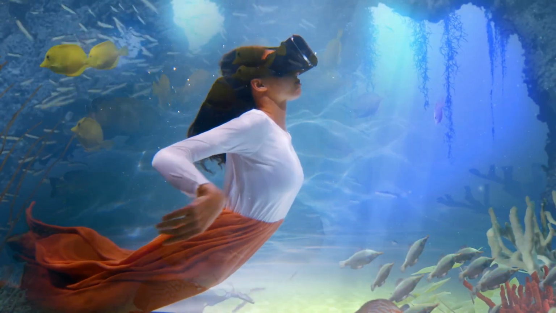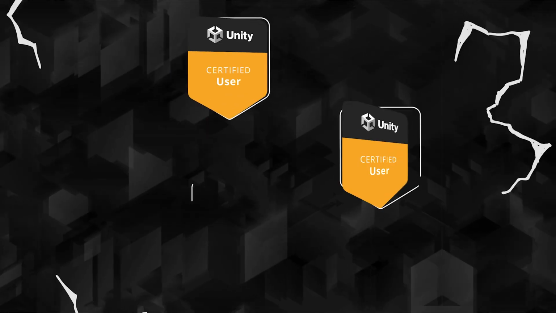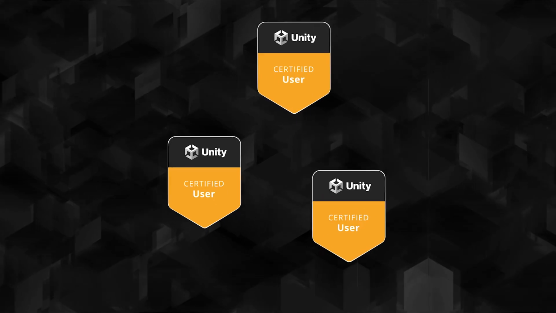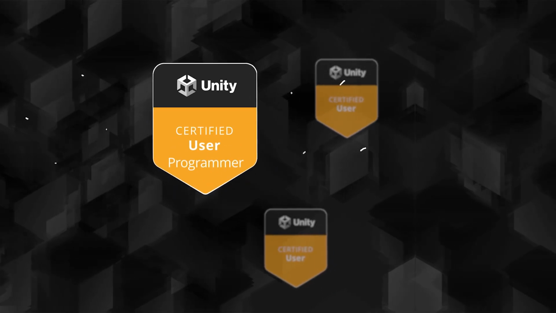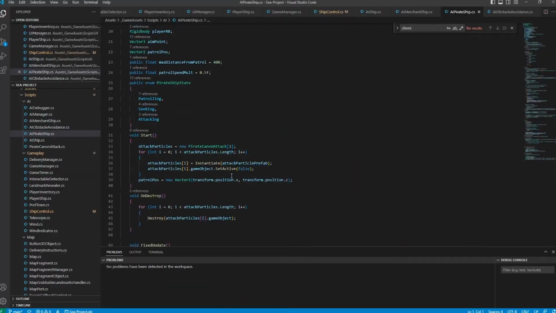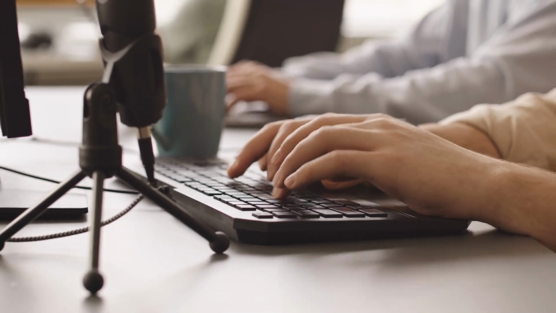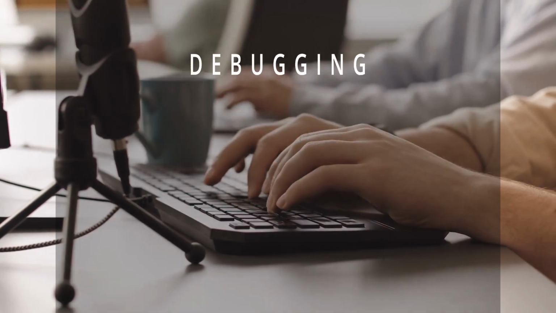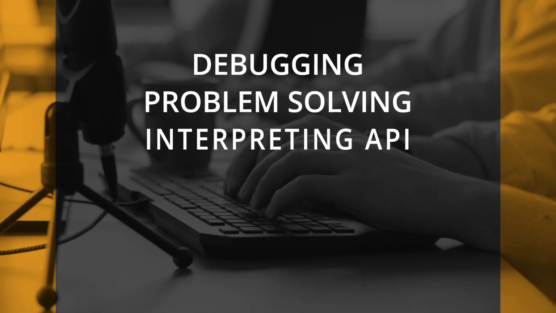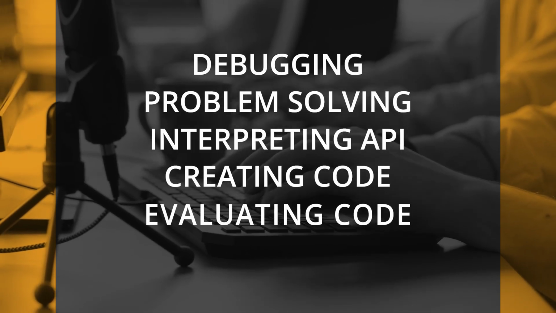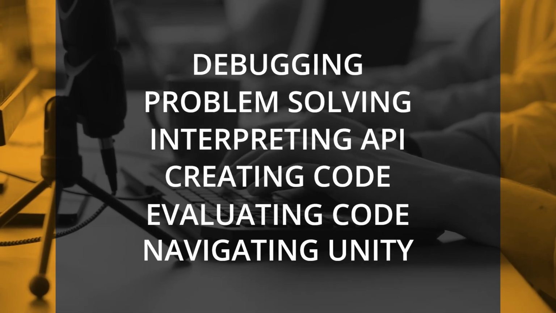The UCU program is comprised of 3 separate certification exams. The UCU Programmer Certification covers the basics of C# programming within Unity software to create interactivity. This certification demonstrates entry-level knowledge that includes debugging, problem-solving, interpreting the API, creating and evaluating code, and navigating the Unity interface.